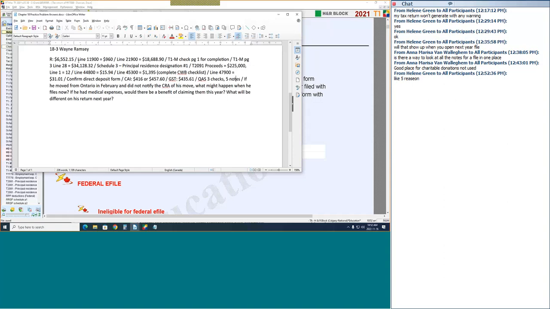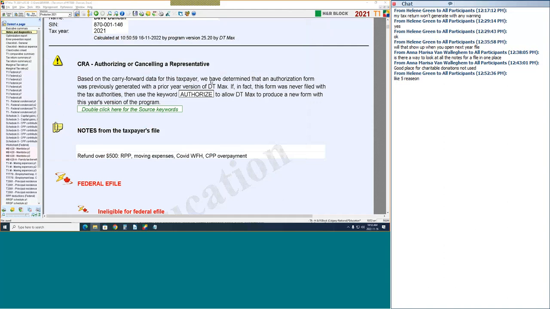If you want to practice it more, I'd like you to go back to the problems you've already done and apply your quality at source to them and see if you can explain your earlier refunds or your earlier balance owing. So why are those amounts? The answer should never be because the computer said so. That's not a good answer.